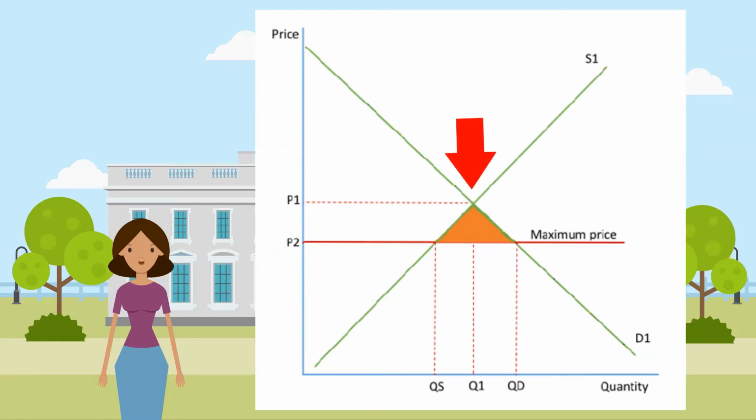The equilibrium position is P1Q1, but the imposition of the maximum price means there is excess demand of QD to QS, shown by the shaded area.